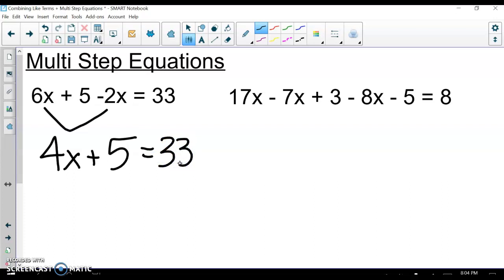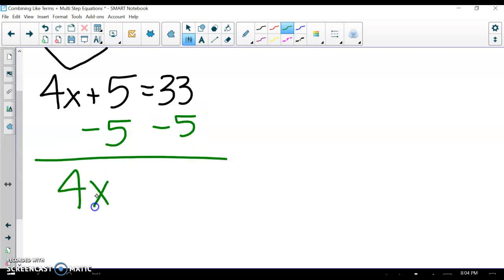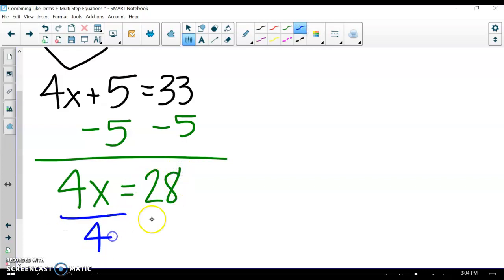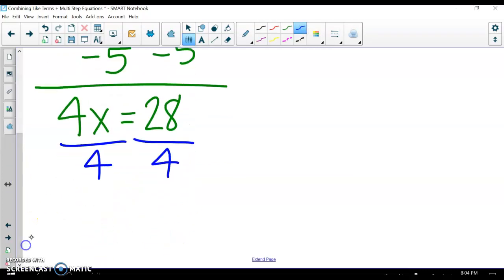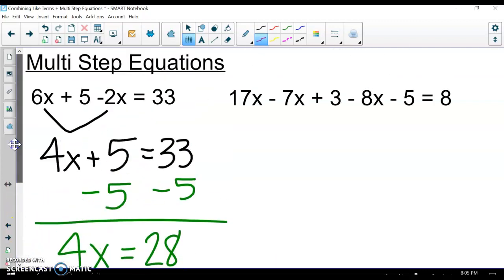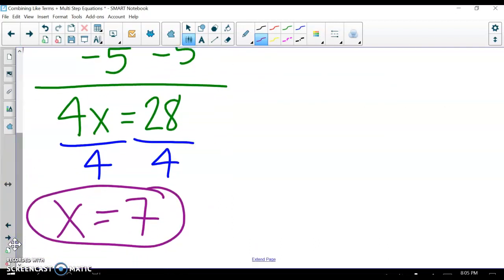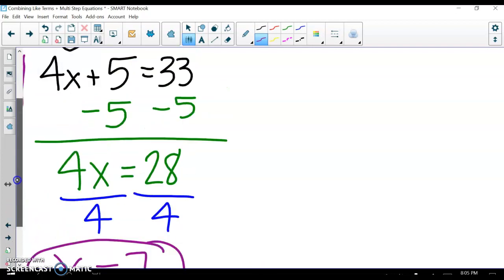Now it's just like solving a 1 or 2 step equation. First, we start by subtracting 5. Subtracting 5. 4x is equal to 28. We divide by 4, divide by 4, and we get x equals 7. Now I did that really quick because we covered solving single and two-step equations in the previous video. So if you need to slow it down, please pause the video, slow it down as you need.